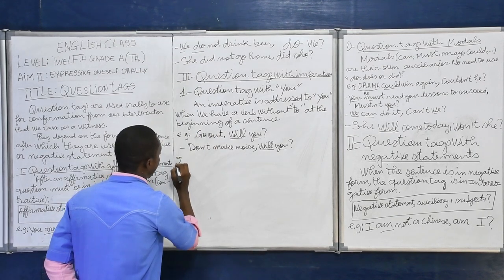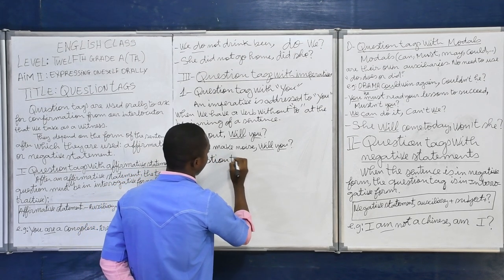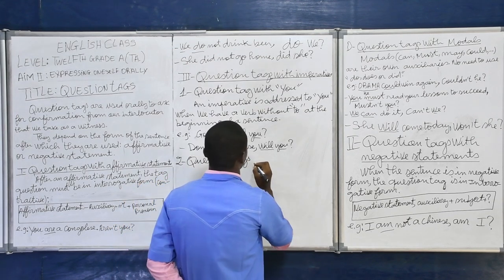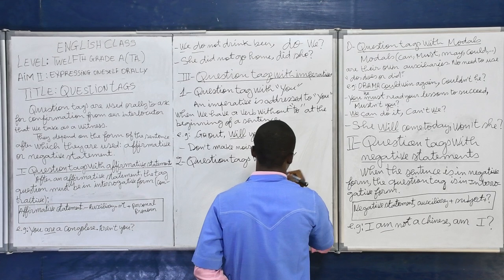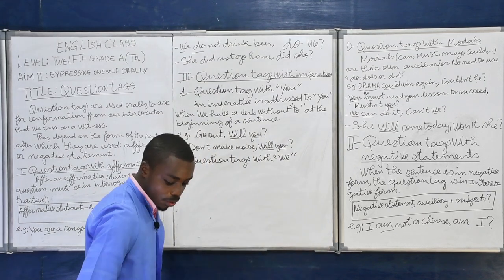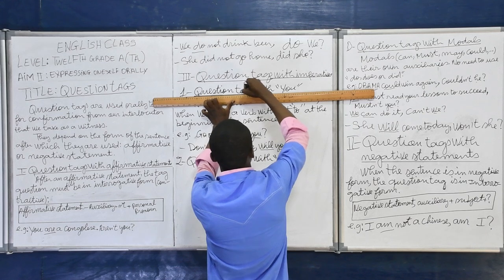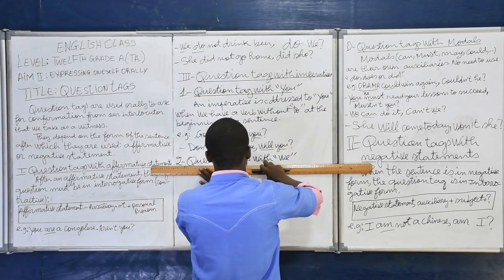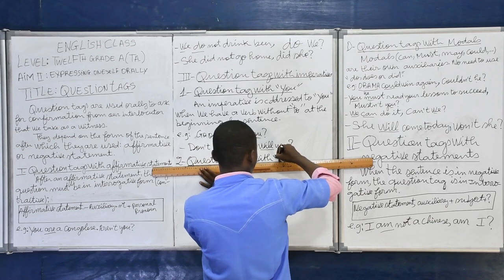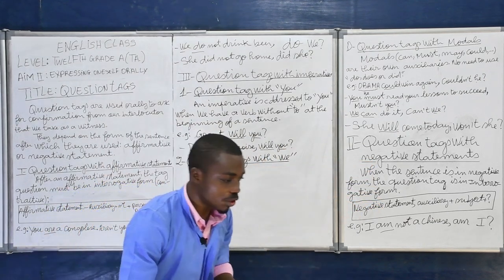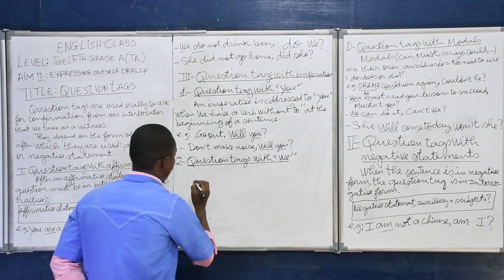Let's move to the second one. Question tags with we. When the question tag is addressed to we, lorsque l'ordre s'adresse à nous, donc le sujet qui est bien sûr caché, c'est nous, à l'impératif, je dis par exemple, levez-vous. What is the structure for the question tag here?